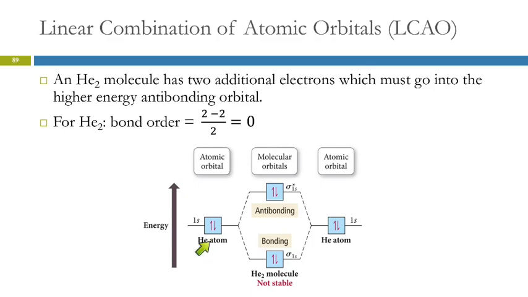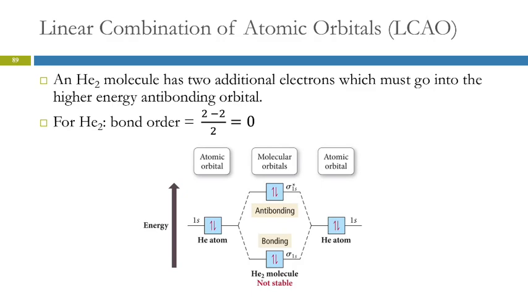So we've got a helium atom over here. It has 2 electrons in the 1s orbital, and a helium atom over here. And when we combine these 2 1s orbitals, we get a bonding orbital and an anti-bonding orbital, just like we did for hydrogen. But now we have 4 electrons to put in there. So the first 2 electrons go into the lowest one, and the next 2 electrons go into the higher one.